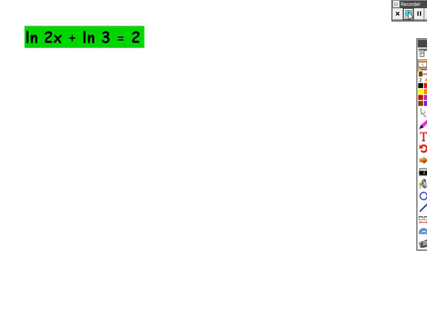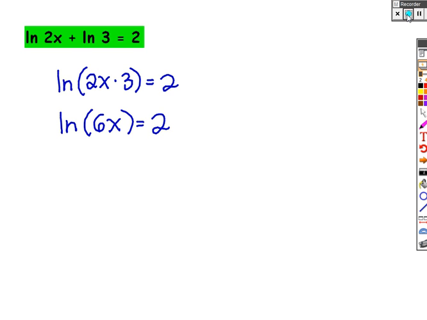Last example, pause the video and see what you can come up with for this equation. So when I see ln, that's just a logarithm with a base of e. I can still use all those log properties, so I combine the left side, ln of 2x plus ln of 3, that expression I could combine into one natural log by multiplying the arguments. So I have ln of 6x equals 2.